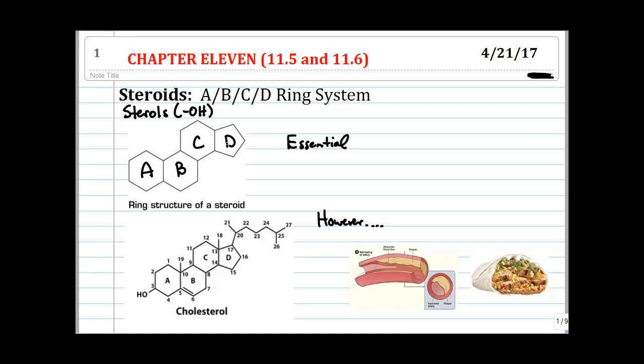Absolutely, the most famous sterol is cholesterol, and we see the structure here down below. It is a sterol because it's got this hydroxyl group right there, and it's got the ABCD ring system. Steroids and sterols differ from each other because this ABCD ring system can be decorated, if you will, with different chemical groups. Well, what do we know about cholesterol?